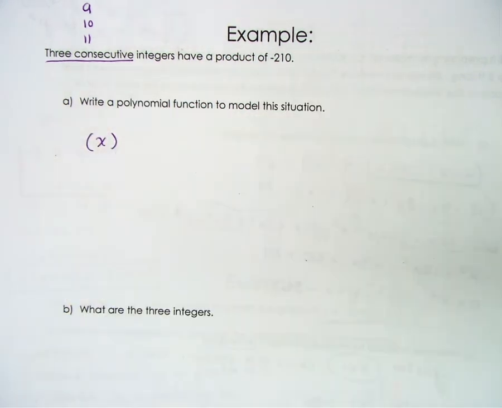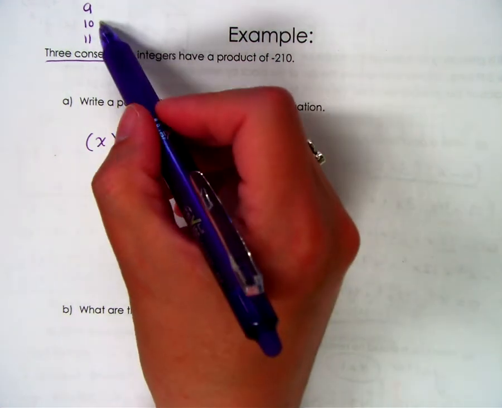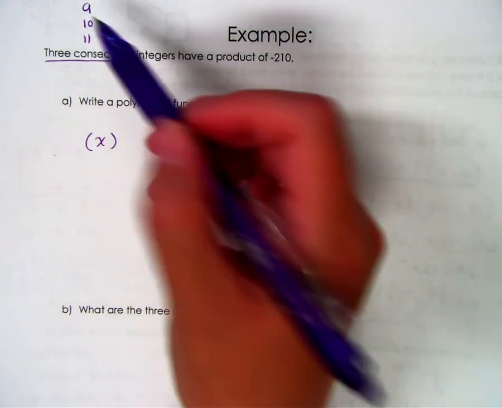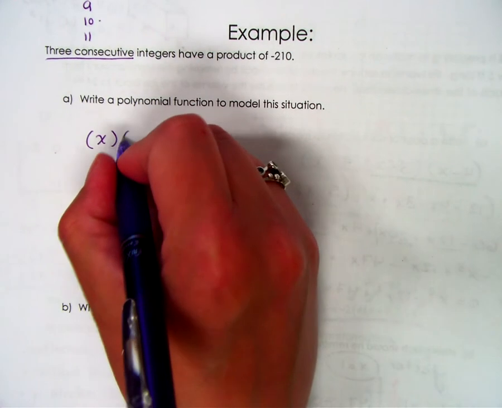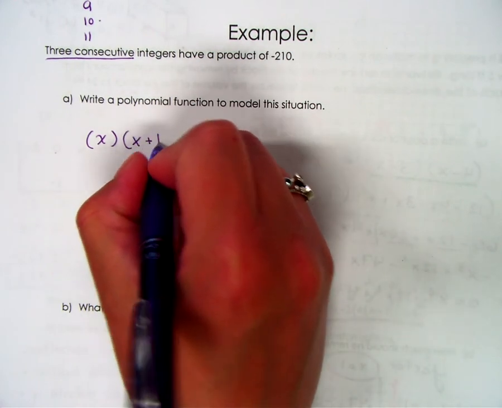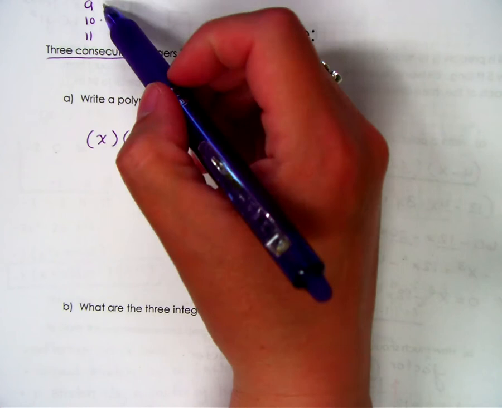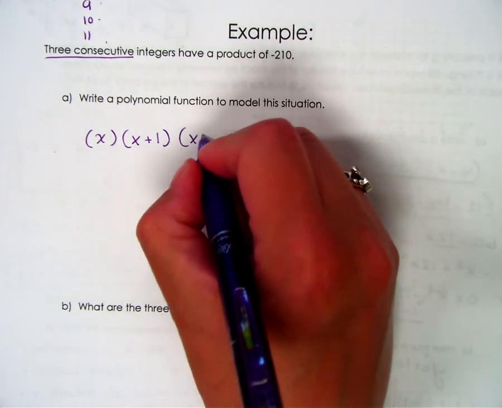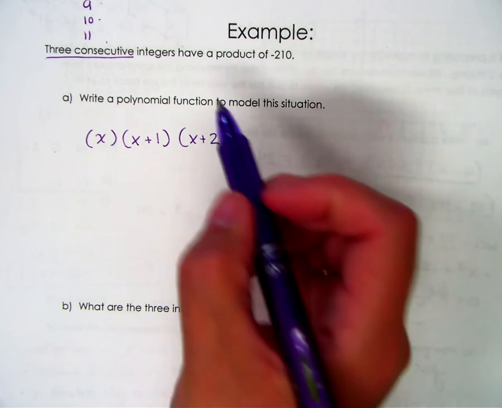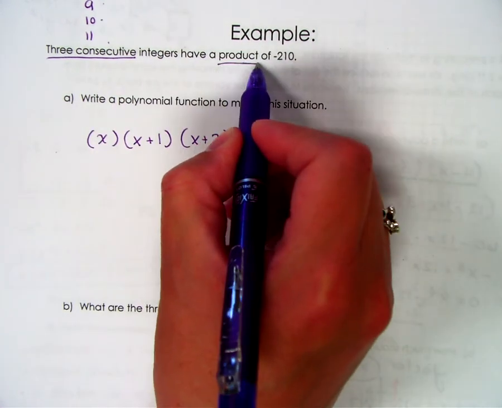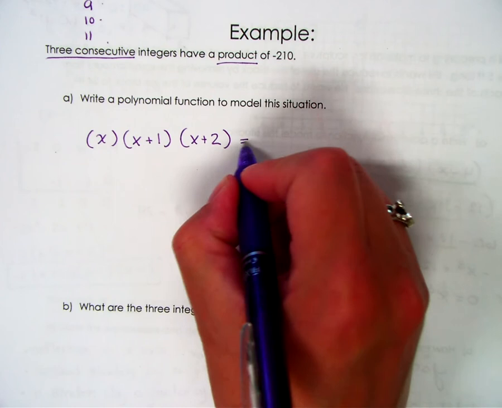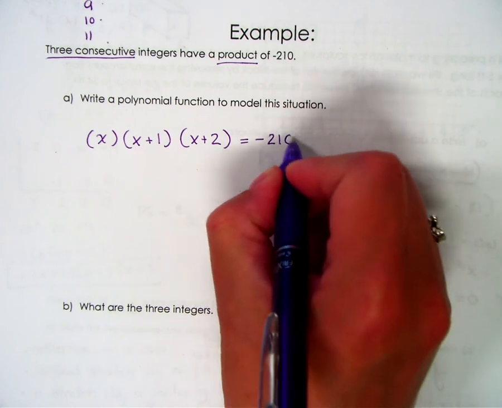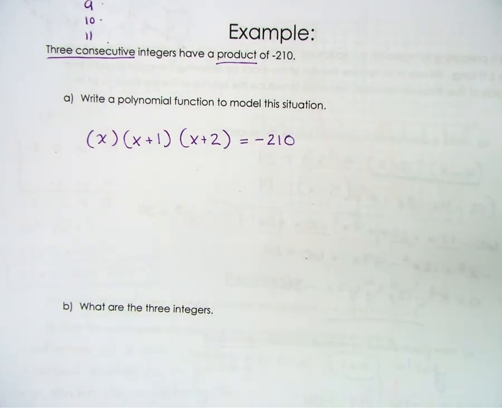If we don't know what the second number is, how do I get from 9 to 10? Plus 1. So if I didn't know what the first one was, it's going to be x plus 1. How do I get from 9 to 11? And it says that their product is negative 210. So obviously I'm multiplying them.